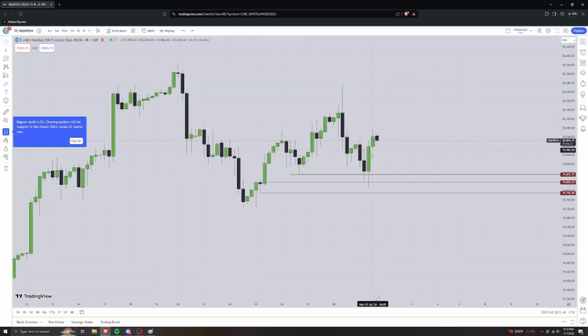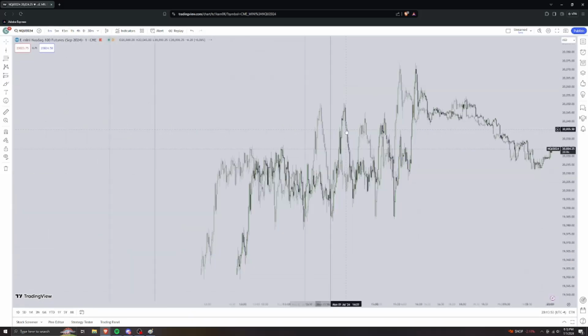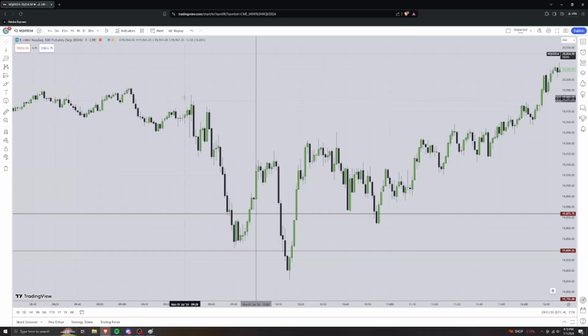And now we're looking to go back up. This is just a bullish structure. We're looking at bullish buys here. We go to the 1-minute chart. You can see that during the opening phase, we already wicked this out, right?